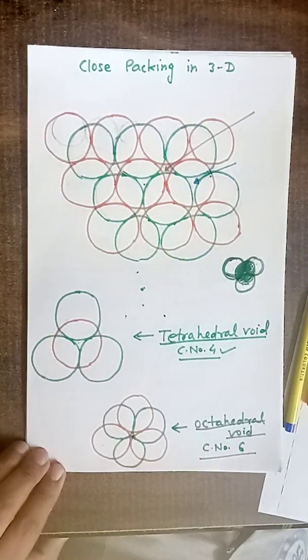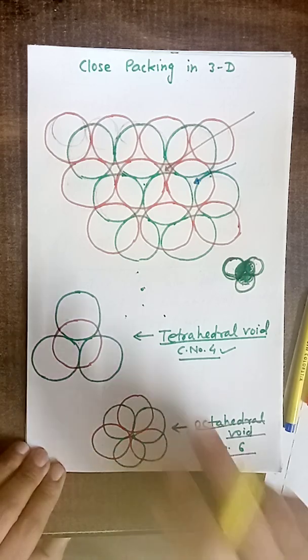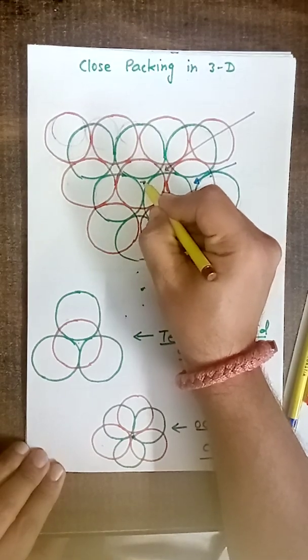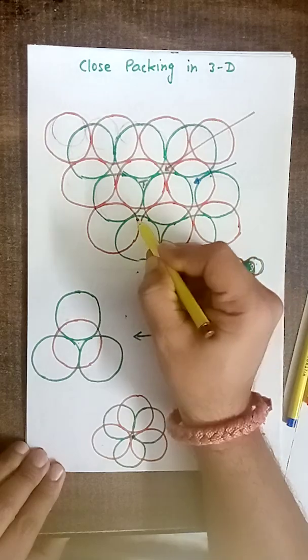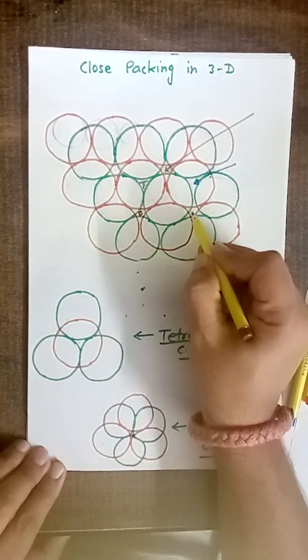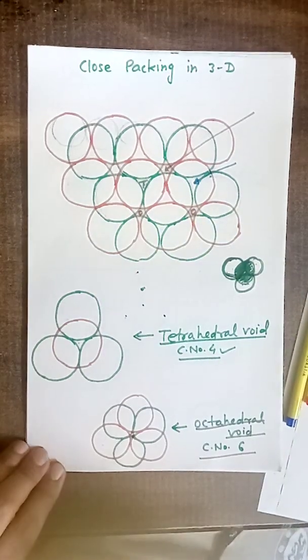So after formation of the second layer, we can have 2 types of void. One is the tetrahedral void. You can see here this is the tetrahedral void. It is surrounded by a total of 4 particles, its coordination number is 4, and this is the octahedral void. It is surrounded by a total of 6 particles. This is the octahedral void. It is surrounded by 6 particles.